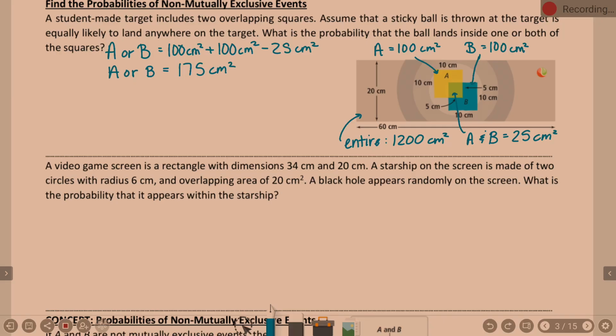Okay. So now I'll talk probability. Probability of the sticky ball landing in square A or square B. What are we doing here? That's 175 over 1,200, which is the entire area. Okay. Give me a better answer than 175 over 1,200.